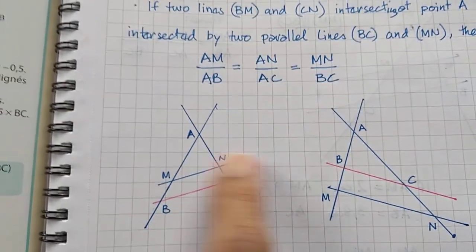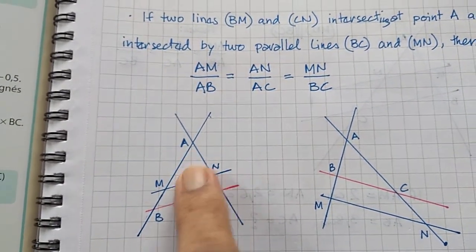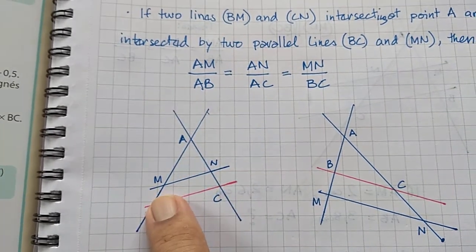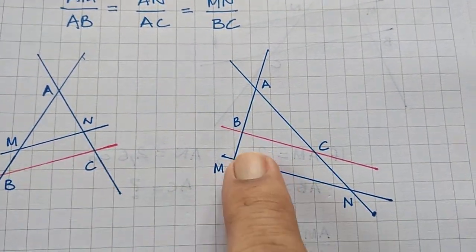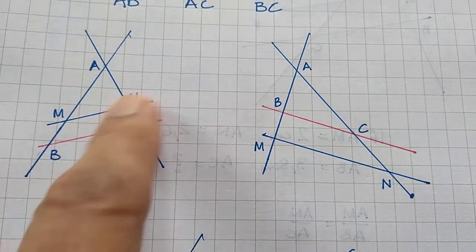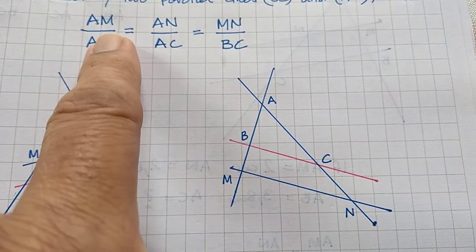Now, we have seen AB is the line here, and M is between A and B, but it could also be in a different order. Lines BC and MN are parallel. You could have MN below with base BC above, or here MN is above and base BC is below. So even in this case, this equation holds.